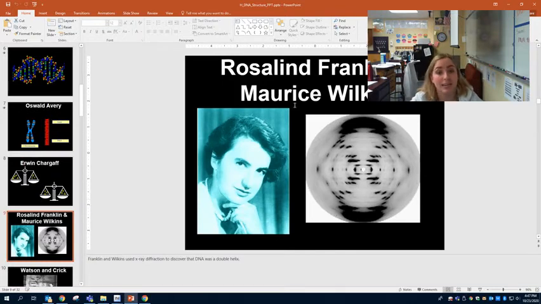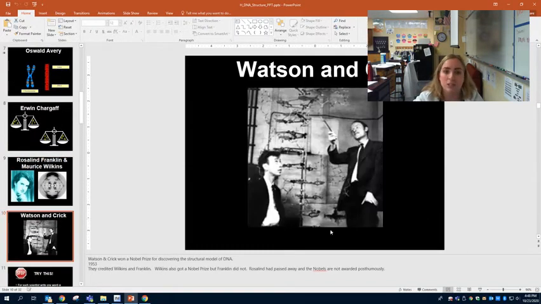Rosalind Franklin and Maurice Wilkins, they were super awesome, and they used X-ray crystallography to take a picture of DNA. And this very famous photo called Photo 51 is the first proof that DNA was a double helix. So after they did that and got that picture, Watson and Crick came around and they decided to try to work on building a structural model of DNA. So that's what they're posing with in this picture here, is the model that they created.